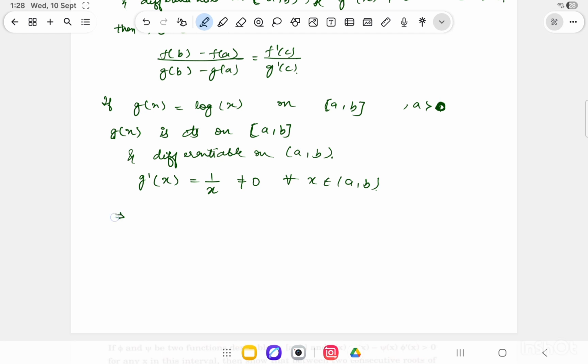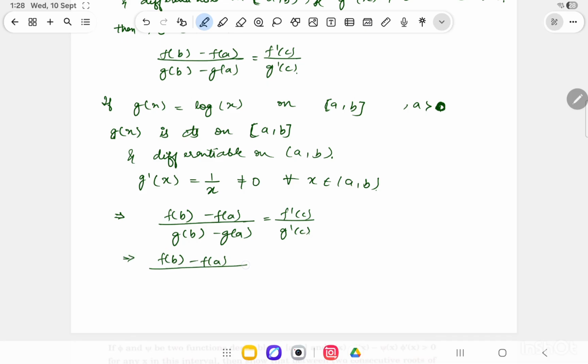So if I use Cauchy's mean value theorem, I'll be getting f of b minus f of a divided by g of b minus g of a is equal to f dash c divided by g dash c. So this thing will be equal to f of b minus f of a divided by log b minus log a is equal to f dash c divided by g dash c, that is 1 by c.